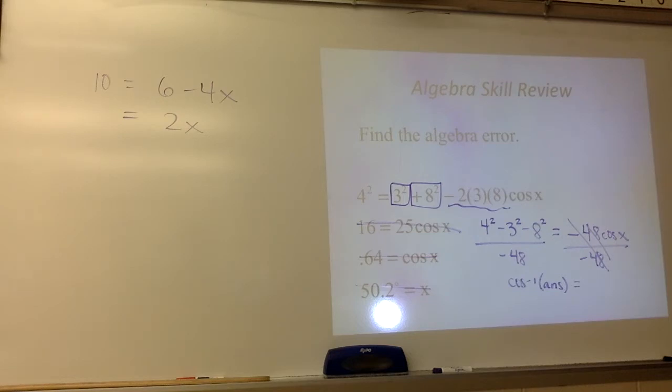Squared minus 3 squared minus 8 squared. Hit enter, and then divide by negative 48. And then you take the inverse cosine of that. Answer? Error? Yeah. Everybody's getting an error? Okay, double check.